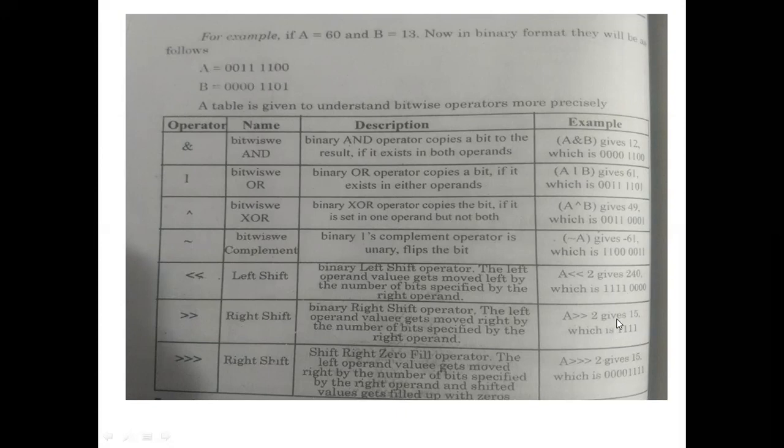So these are the numbers. If you convert to decimal, these are the values. So next is right shift. A right shift 2 gives 15, which is equal to this number. These two operators are the same.